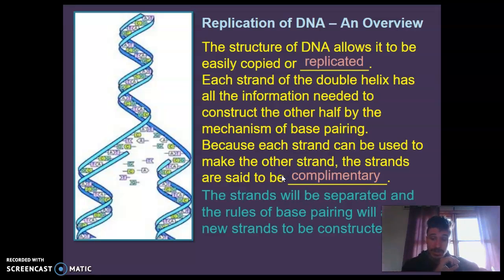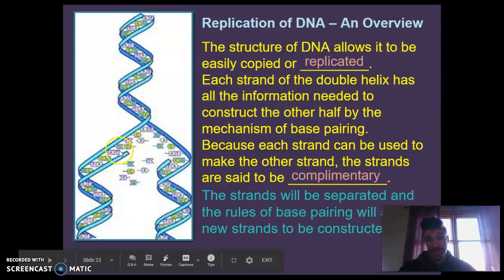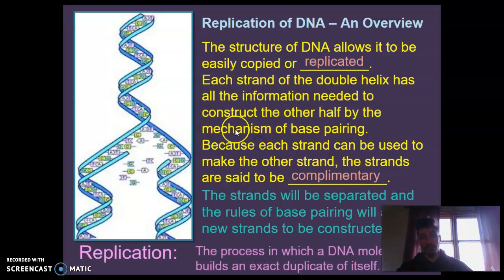So the strands are ultimately separated, and then the rules of base pairing is what allows new strands to be made. So if we look here, we see that this initial strand has been separated or is being separated. And as it's being separated, look, a new strand is being added to one side. Another new strand is being added to the other, following complementary base pair rules and making an identical DNA strand to this one. And here's how we define replication. Excuse me, folks. It's the process in which a DNA molecule builds an exact duplicate of itself. Simple as that.